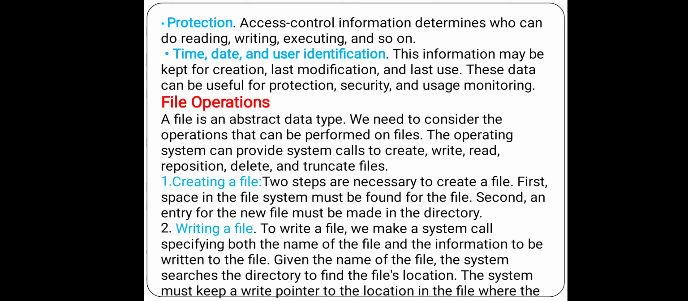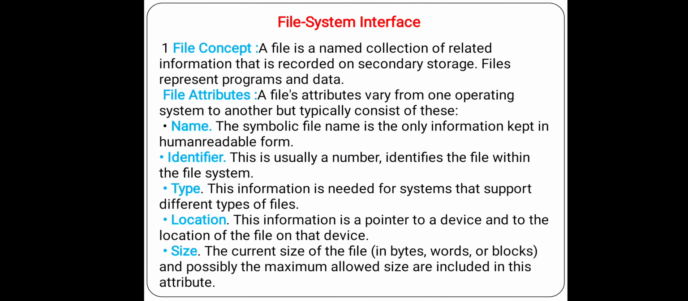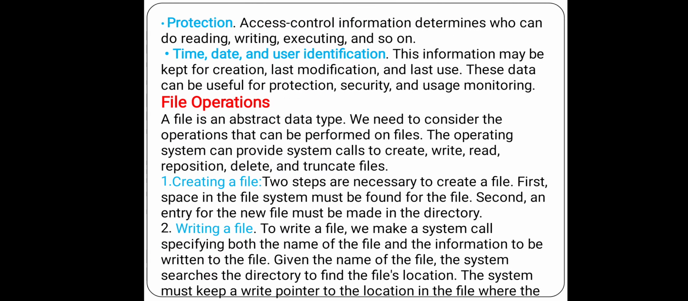Okay, one more time. A file and attributes of the file. Depending upon the operating system, the file attributes vary, but the most common attributes are name, identifier, type, location, size, protection, time, date, and user identification. These are the essential attributes, and all the operating systems maintain these attributes for a file.